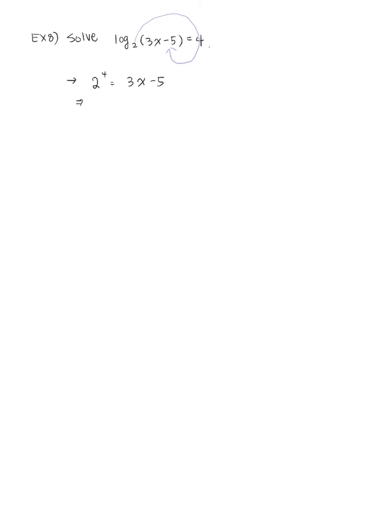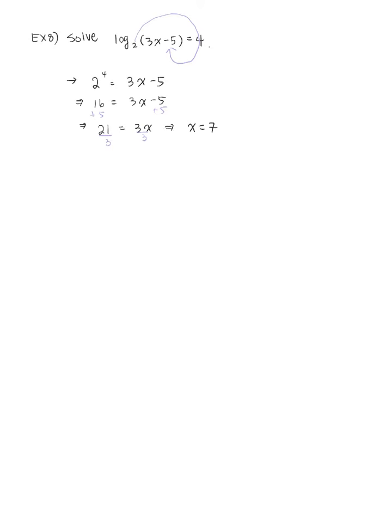Now, 2 to the 4th is 16, equals 3x minus 5. So here we're going to add 5. Then what do we get? 21 equals 3x. Now divide by 3 on both sides. So that implies that what? x is 7.